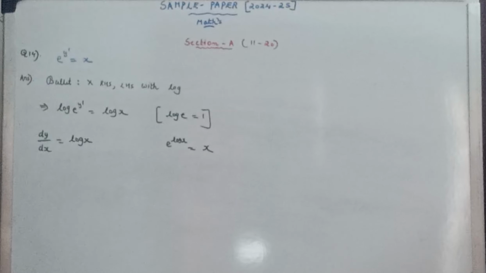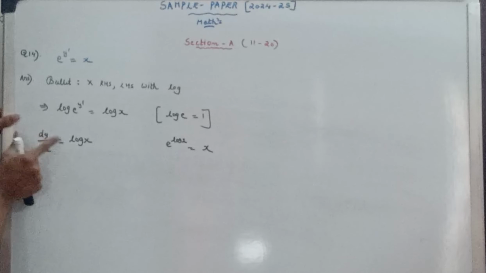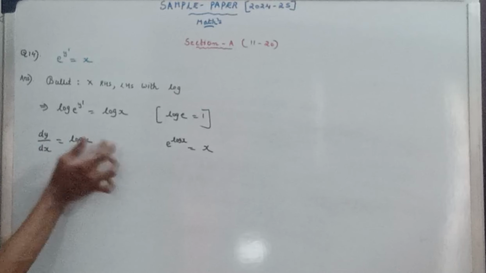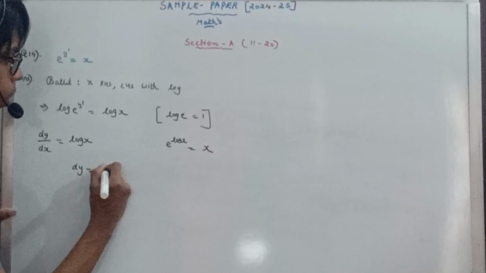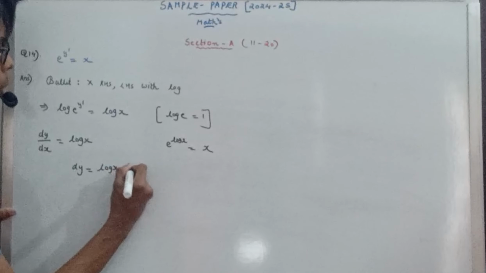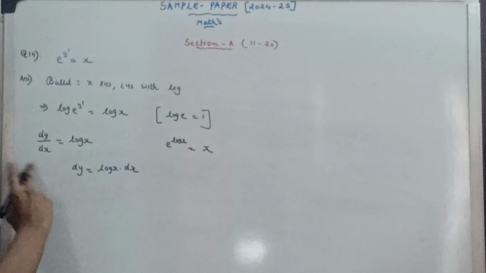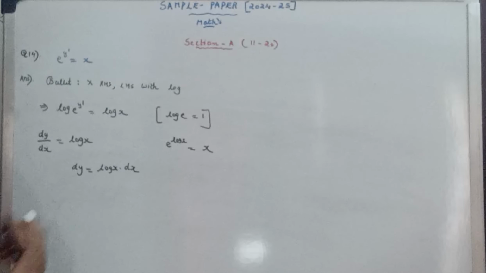Now, to find the general solution, we can use the variable separable method. Keep dy on this side and bring dx to the other side. So we get dy is equal to log x dx. Now we have separated the variables. What we need to do now is just integrate both sides.